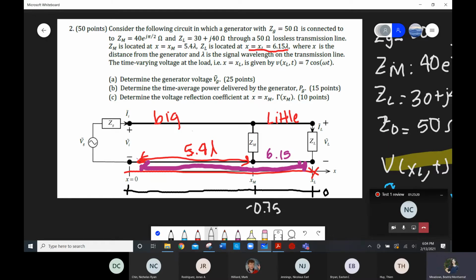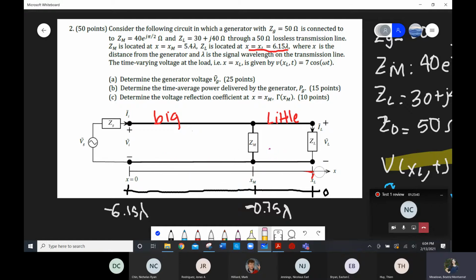That one should be the easy one. That's the negative 6.15 lambda. Yeah, good job. And then this is a step ahead. If you remember to do it right now, it will save you a lot of time in the test. And you will understand why we're doing this right now. You may not understand right now, but later it will come in why.